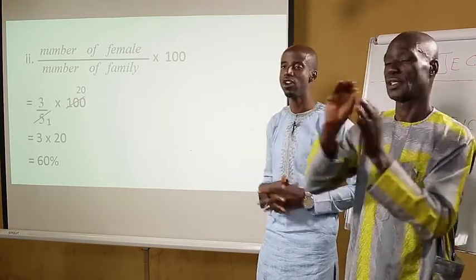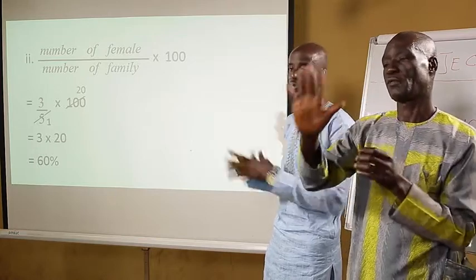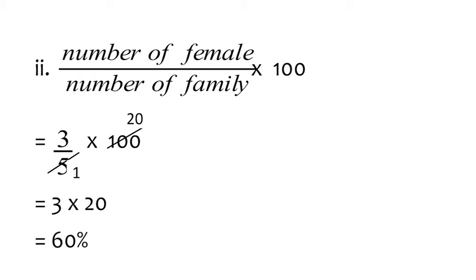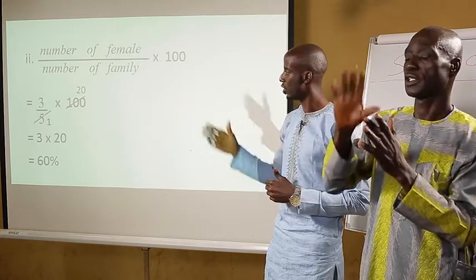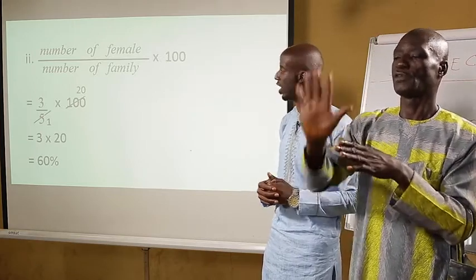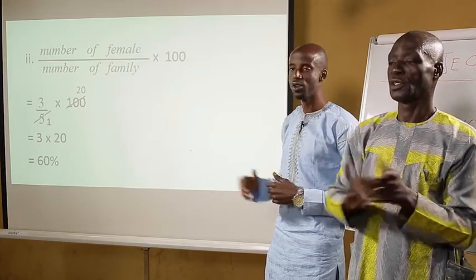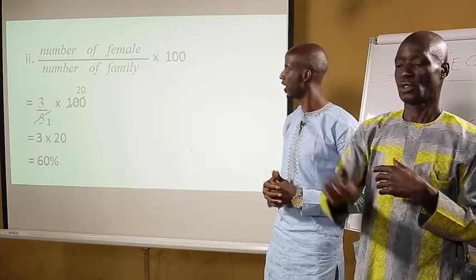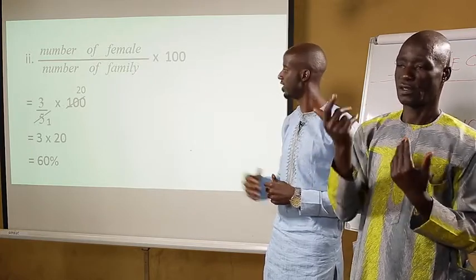And the total number of members in that family is 5. So that gives us 3 over 5 multiplied by 100. And the reason why we are multiplying by 100 is because we are converting this to percentage. So what is the common factor? 5 is a factor of 5, and 5 is also a factor of 100. So 5 divided by 5, we have 1, and 100 divided by 5, we have 20.